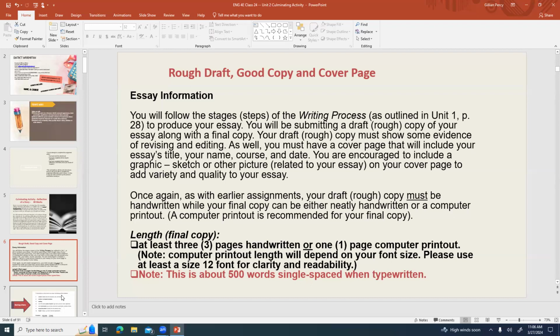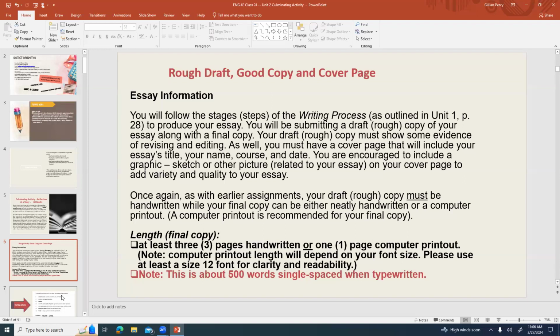You must also include a cover page that will include your essay's title, your name, the course name, and the date you handed in. You're also encouraged to include a graphic, like some sort of sketch or a picture you took from the internet related to the concept of the essay on your cover page to add variety and quality to your assignment.